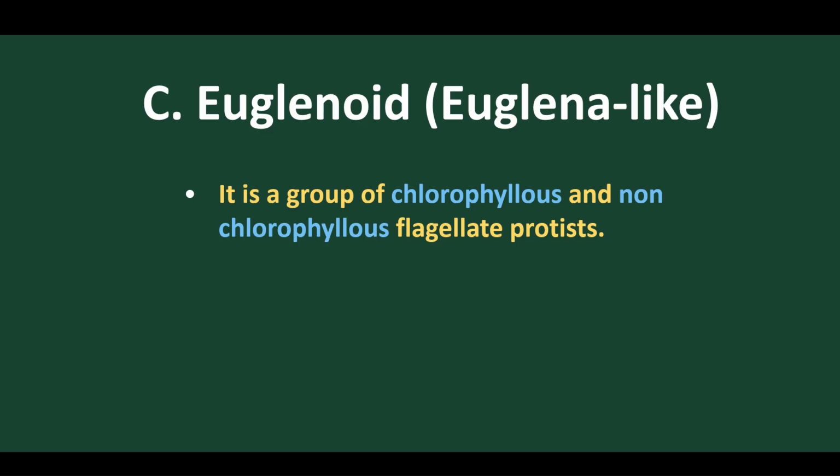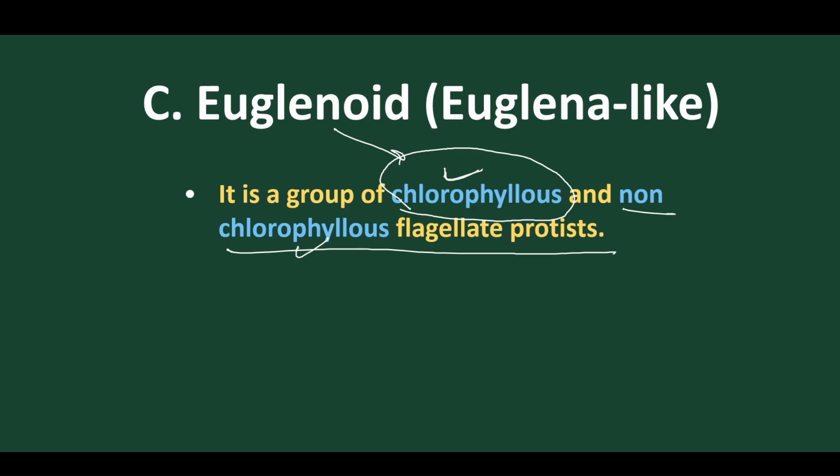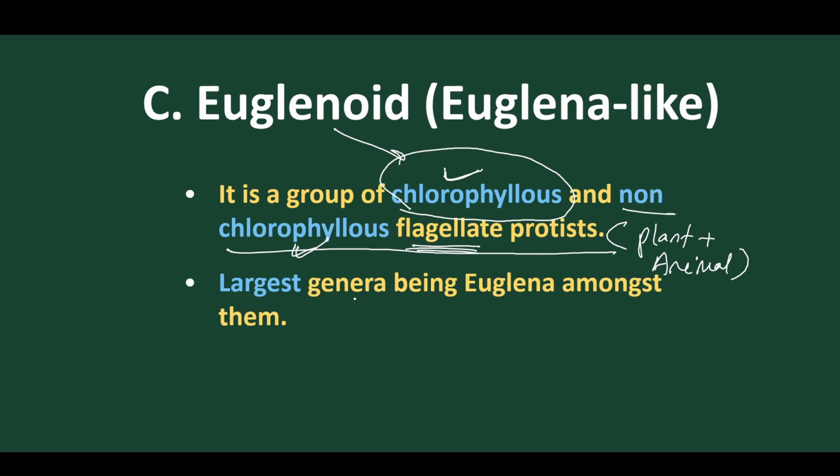Let's start. These Euglenoids are a group of chlorophyllous, meaning they contain chlorophyll, and also non-chlorophyllous, flagellated plants. Means there are groups where we find chlorophyllous members and non-chlorophyllous members, and they do contain flagella. So it indicates that they behave with plant plus animal nature. Euglena contains plant character as well as animal character. Euglena is regarded as the largest genus among euglenoids.